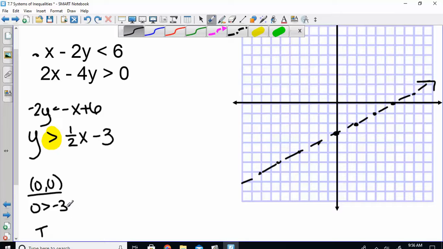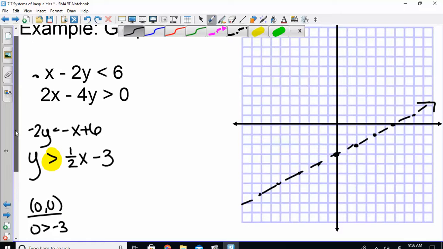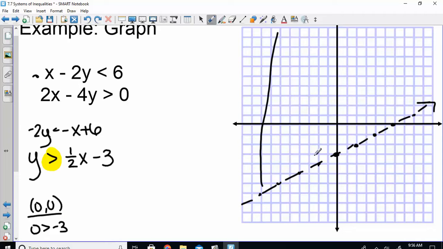I don't care if you do it that way. You don't have to show me the work from a test point. So if you know that greater than will be above your line, that's great. You can go ahead and just shade above.